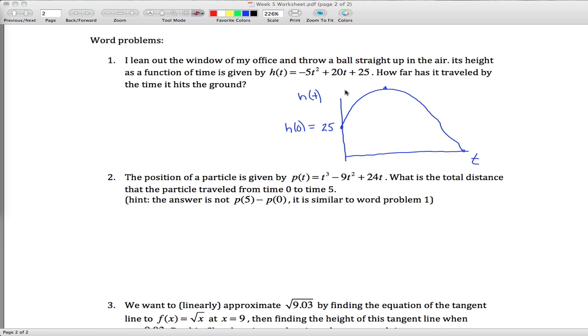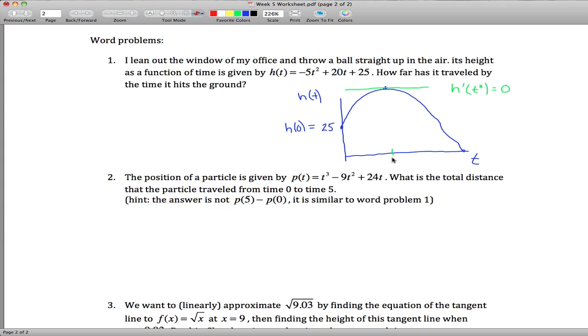And the way we answered this problem in week 4 is one special property that this highest point has is that the derivative at the apex here is equal to 0. That is h prime of t star equals 0, where this right here is t star, this special t that its derivative is equal to 0. So really the important thing to find is figure out when the derivative is equal to 0, and then we can figure out the total distance it traveled accordingly. So that's the strategy we're going to take on problem 2 down here.